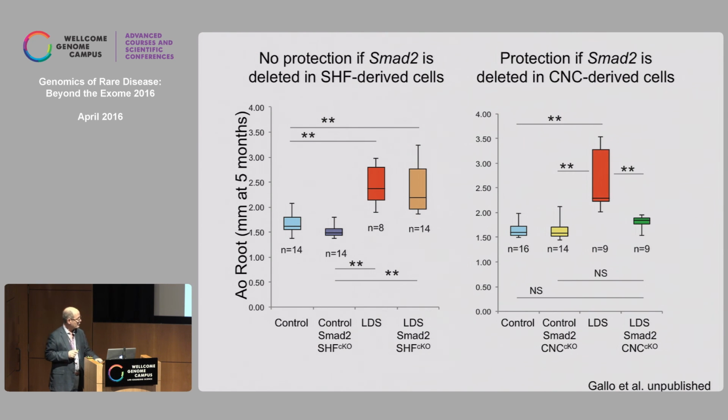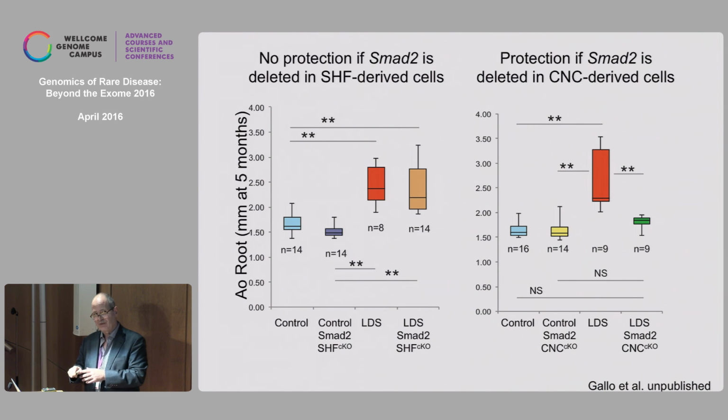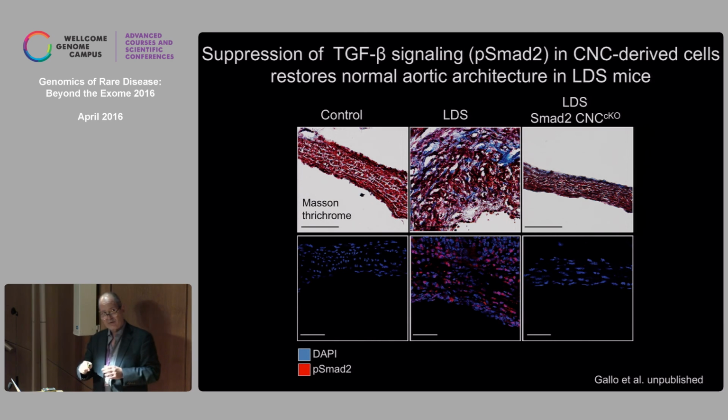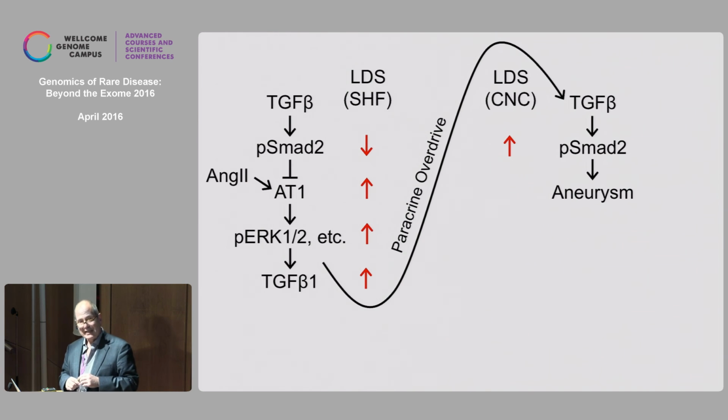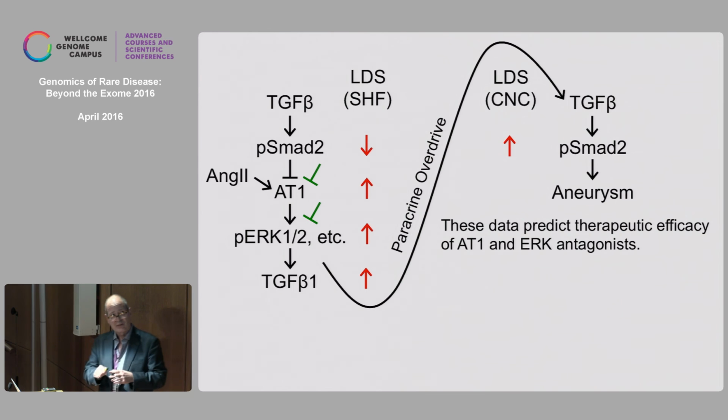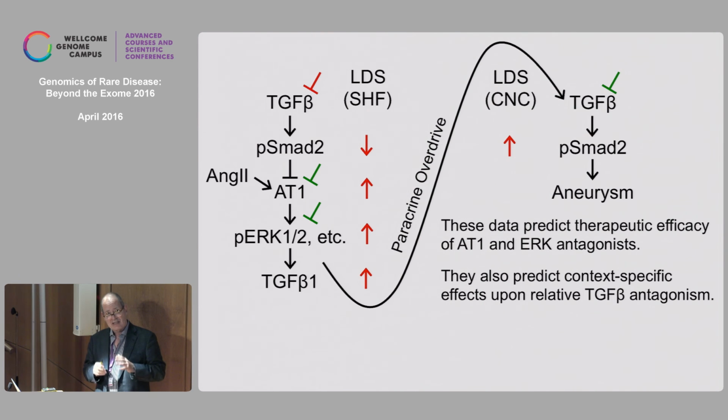If we did this in the cardiac neural crest, we saw that there is complete prevention of aneurysms in the Loeys-Dietz syndrome mice. So indeed, the paracrine overdrive of the cardiac neural crest cells appears to be the culprit. If we look at aortic wall architecture, it's really abnormal in Loeys-Dietz mice with high collagen production shown in blue. In Loeys-Dietz mice, where you knock out the SMAD2 gene, there's full preservation of normal aortic wall architecture in association with abrogation of TGF-beta signaling. So now we've proven this entire pathogenic scheme. This nicely predicts that angiotensin receptor blockers or ERK inhibitors will be protective. It also predicts that there might be context-specific consequences of relative TGF-beta antagonism. If you're having selective effects on the vulnerable second heart field, this might make things worse.